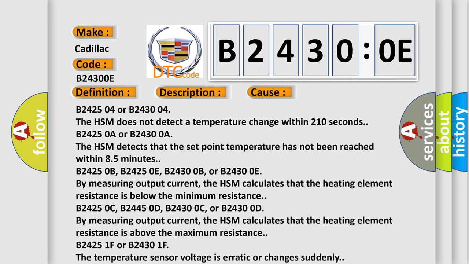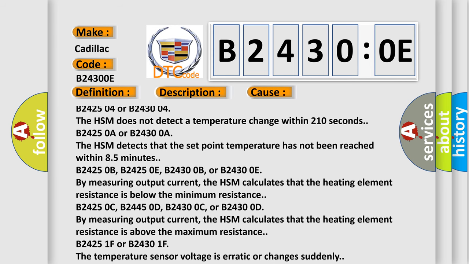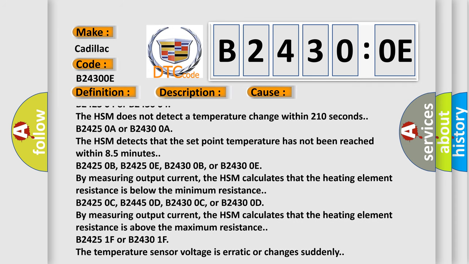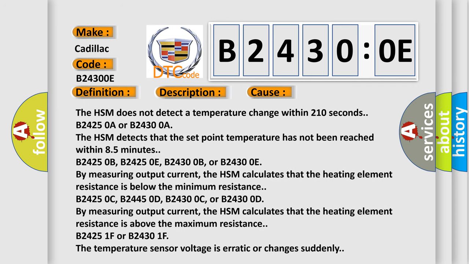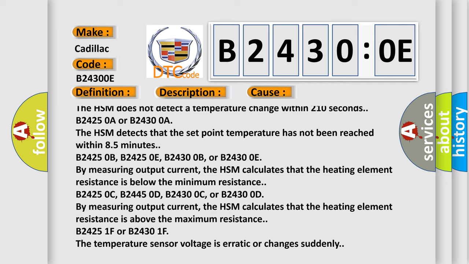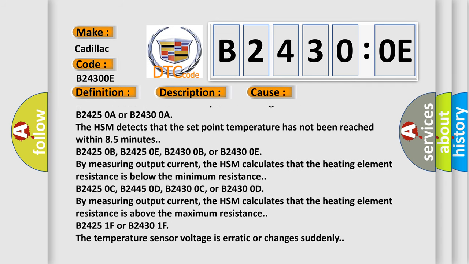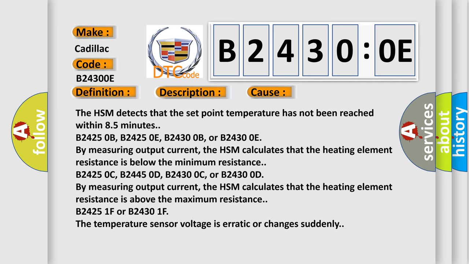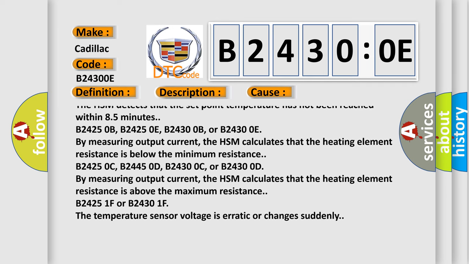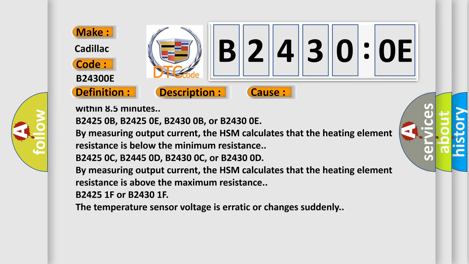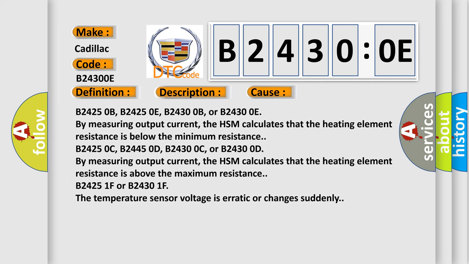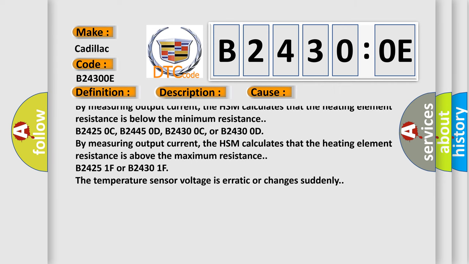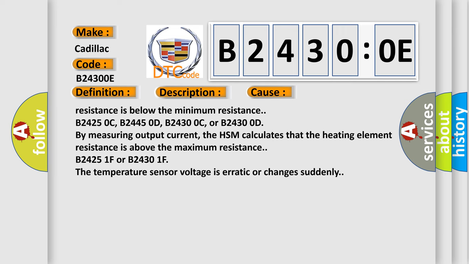B2425-04 or B2430-04. The HSM does not detect a temperature change within 210 seconds. B2425-0A or B2430-0A. The HSM detects that the set point temperature has not been reached within 8.5 minutes. B2425-0B, B2425-0E, B2430-0B, or B2430-0E. By measuring output current, the HSM calculates that the heating element resistance is below the minimum resistance.